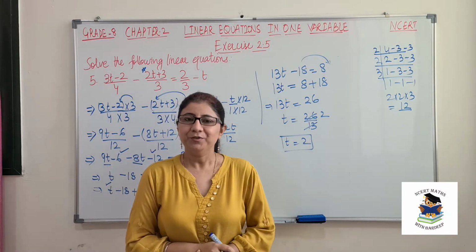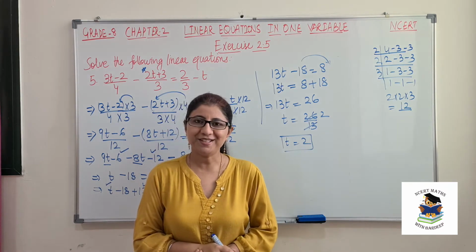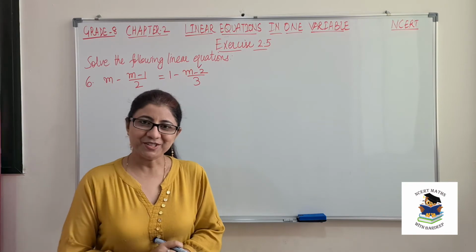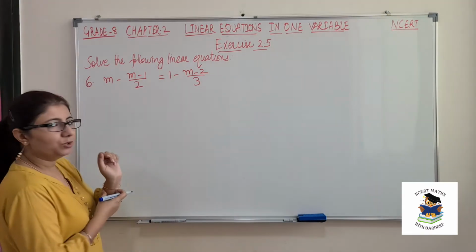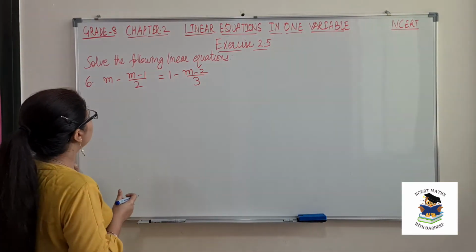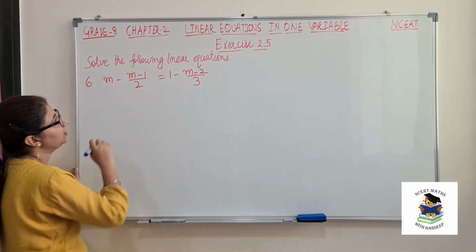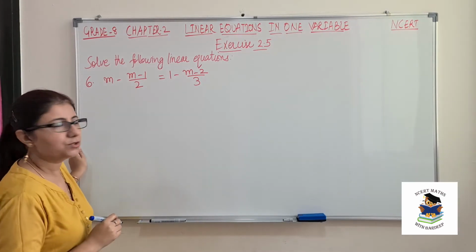So this is our fifth question. Now let's move on to the sixth one. So now let's see our sixth question. This is again similar to our last question: m minus 1 by 2 is equal to 1 minus m minus 2 by 3.